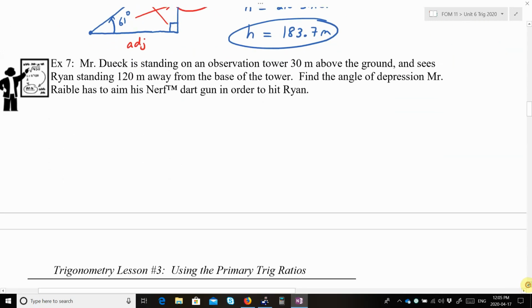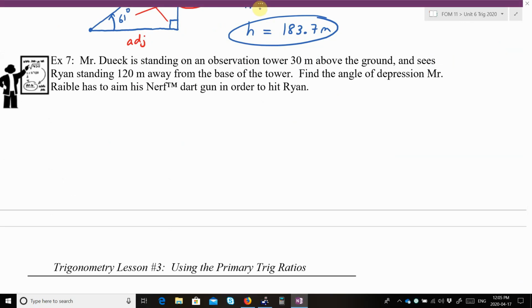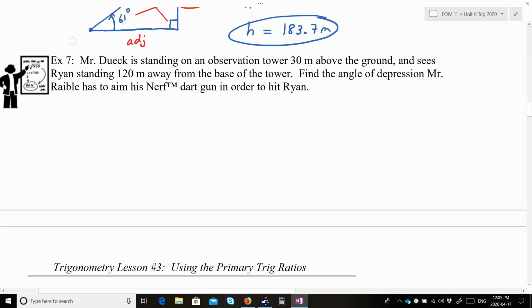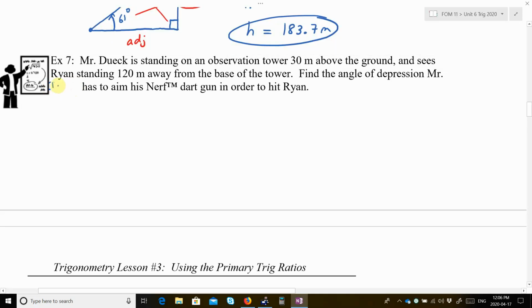And finally, example 7. Mr. Dewick is standing on an observation tower 30 meters above the ground and sees Ryan standing 120 meters away from the base of the tower. Find the angle of depression Mr. Dewick, that should say, has to aim his Nerf dart gun in order to hit Ryan. Okay, I am going to put Dewick in here.